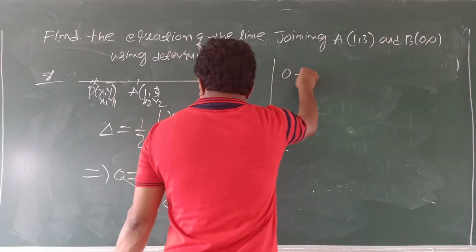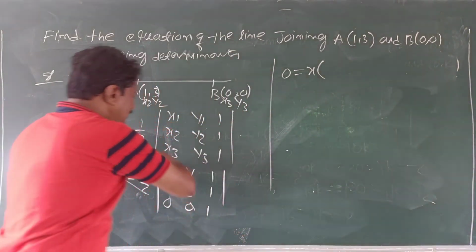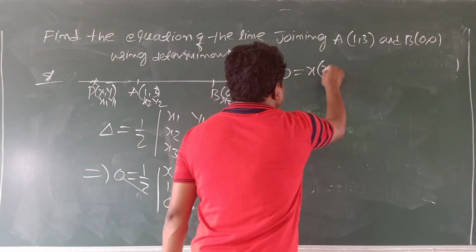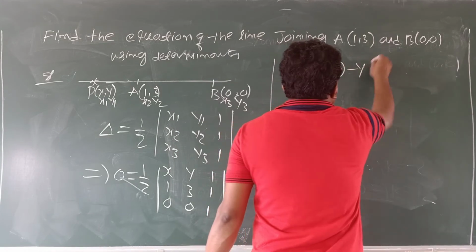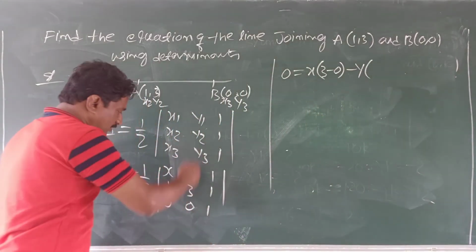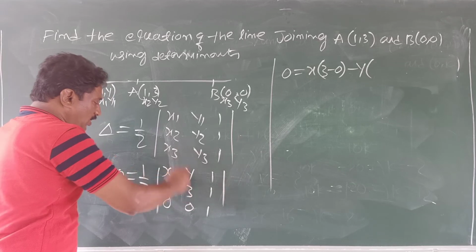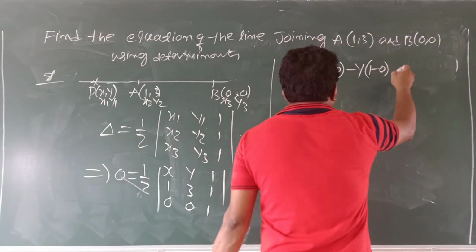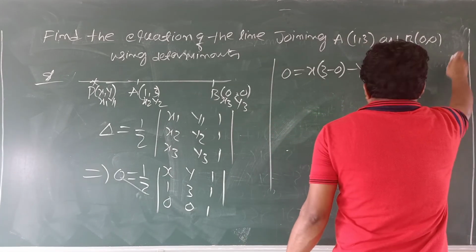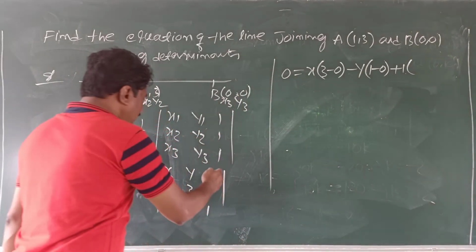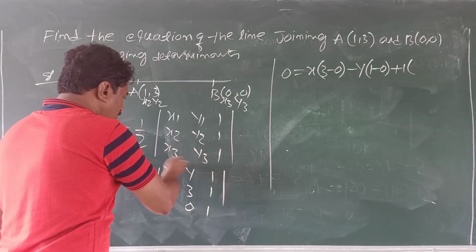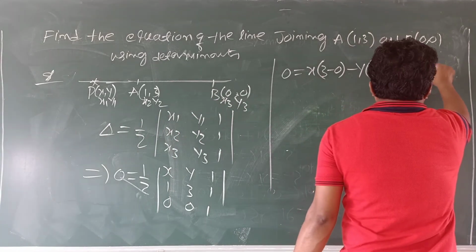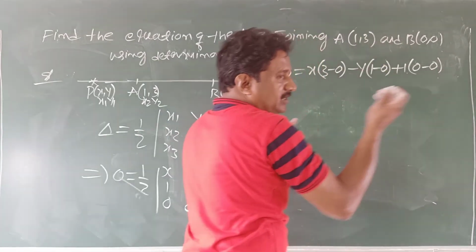Expand it. 0 equals x into, leaving that row and column, 3 ones are 3 minus 0, minus y into, leaving that column and row, 1 ones are 1 minus 0, plus 1 into, leaving that column and row, 0 minus 0. So right, simplify that, students, you will get the straight line's equation.